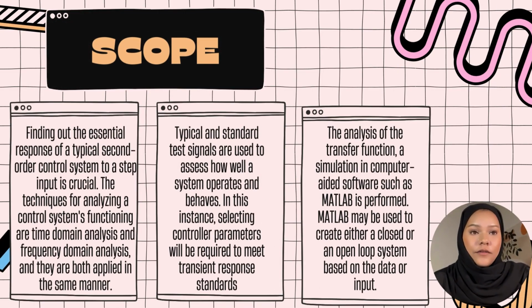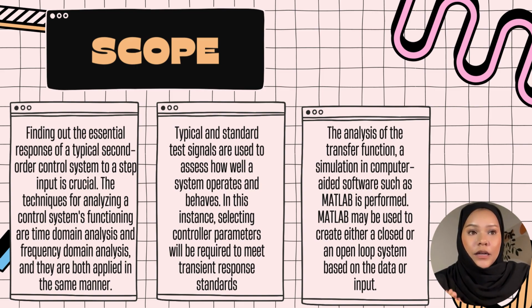So for the scope, first is finding out the essential response of a typical second order control system to step input, which is crucial. The techniques for analyzing a control system's functioning are time domain analysis and frequency domain analysis, and they are both applied in the same manner.